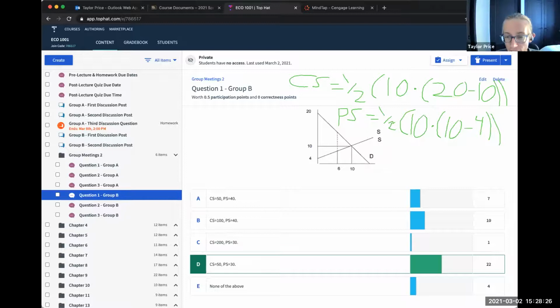Does anyone have any questions on how we got that? Because I can guarantee you there will be at least one question that is similar to this on the midterm, if not more.